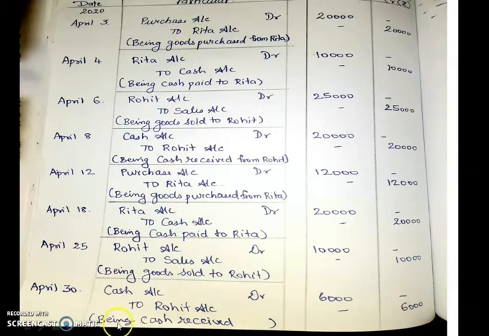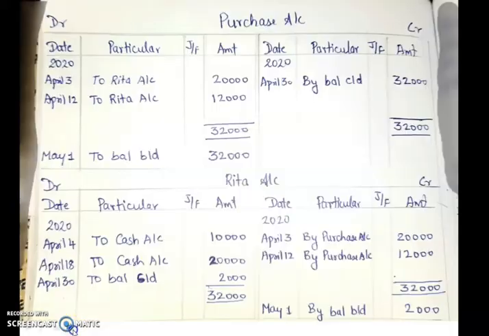Now from this journal entry you have to pass the ledger. Post it in the ledger. Let's see, here is the purchase account. When you prepare a purchase account, first of all you have to prepare a box. Write down debit side on your left hand side and credit side over here, right side. Date, particulars, journal folio, amount.